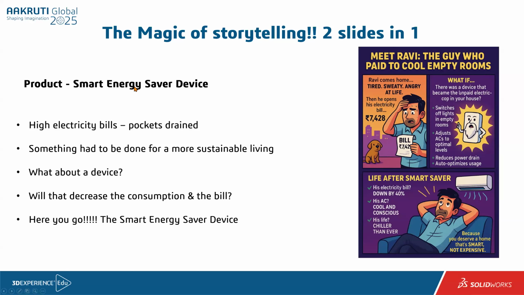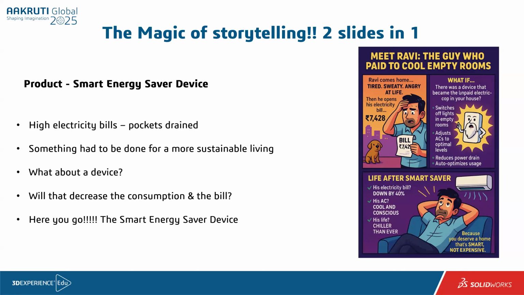So what is the product? It is a smart energy saver device. What does it do, what's the issue? It's the high electricity bills. The pockets are drained. So something had to be done for more sustainable living, right? So what if there was a device that helped the homeowner, or let's say me, or in this example, Ravi, use electricity smartly and also reduce the consumption, which in turn would decrease the electricity bill. Well, that decreases the consumption and the bill, right?